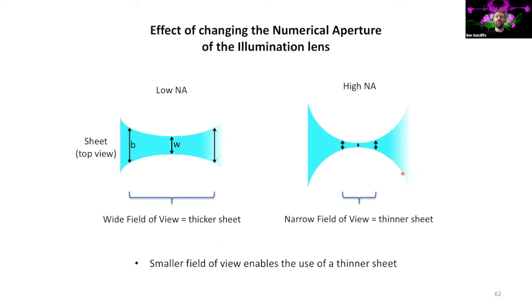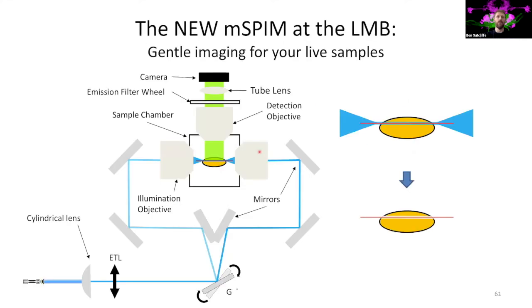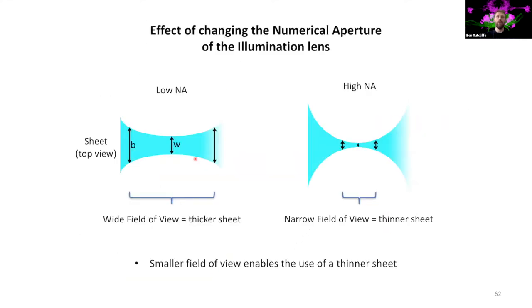You can also vary the thickness of your sheet depending on how much you fill the back aperture of the illumination objective. So these are your illumination objectives here. If you underfill them, you'll end up with a thicker but longer sheet. So that allows you to look at a thicker sample, so you get more of it focused in the field of view. If you only have a tiny sample, so if you're looking at a Drosophila embryo or even just a few cells suspended in agarose, you can fill the back aperture of your illumination objective to the maximum, and then you'll get a thinner but shorter sheet, so you can only look at smaller objects then.